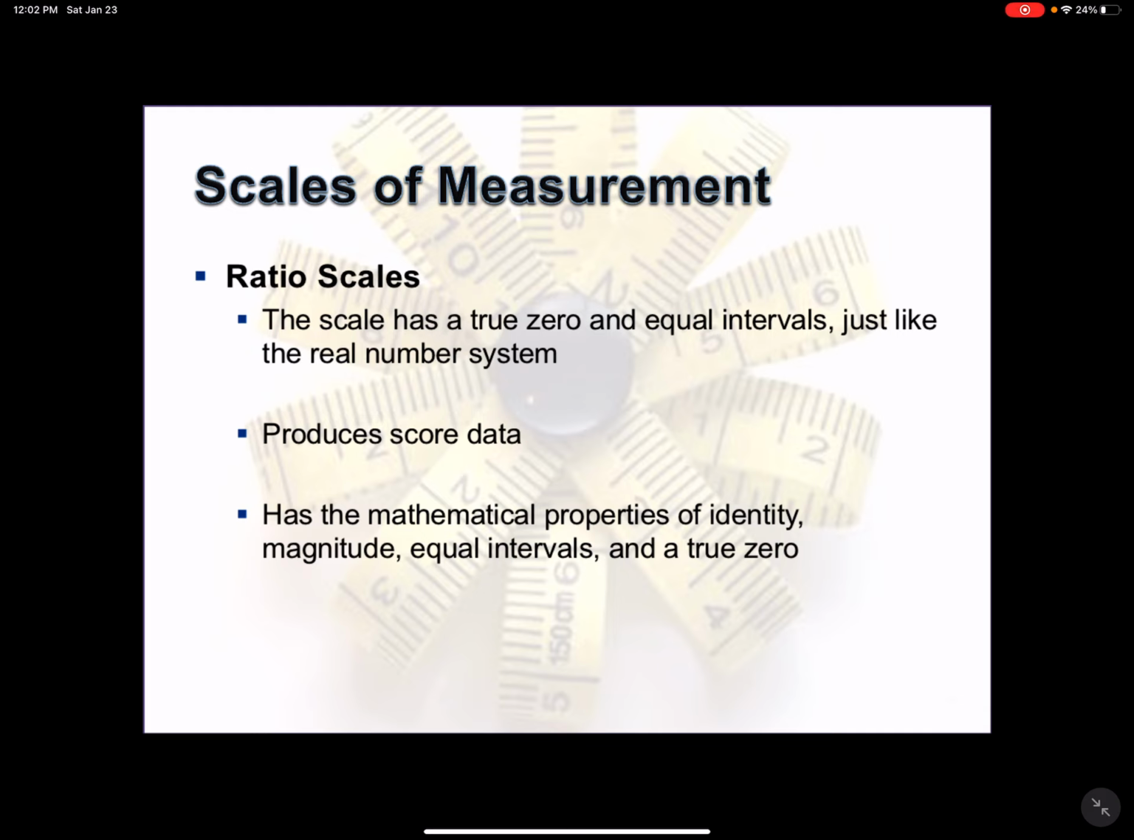Now we're at our last one, and that's a ratio scale. This scale has a true zero and equal intervals, just like the real number system. The ratio scale is the whole burrito. It's everything that the abstract number system has to offer. It produces score data, and it has the mathematical properties of identity, magnitude, equal intervals, and a true zero.